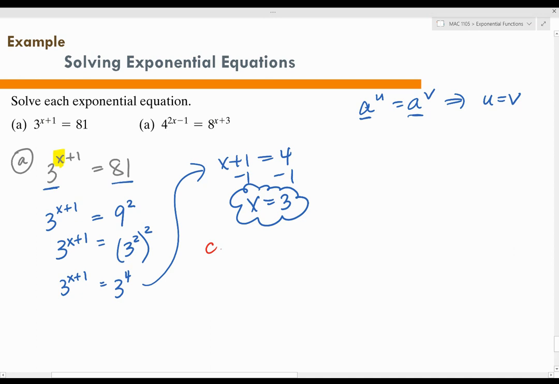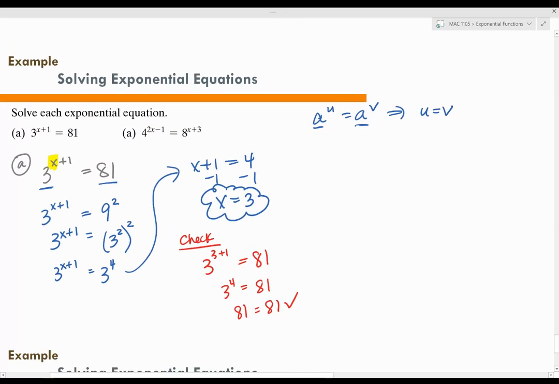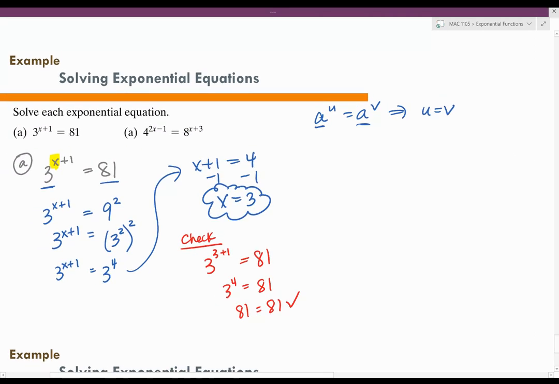All right, so if we want to check to see if we're right, we have 3 to the 3rd plus 1 equals 81, which is 3 to the 4th equals 81, and 3 to the 4th is 81. So that's true. Okay, so our first answer is x equals 3. Let's try our second example.